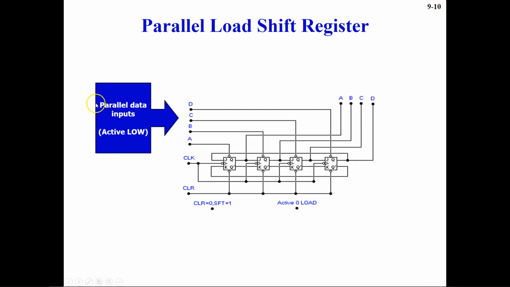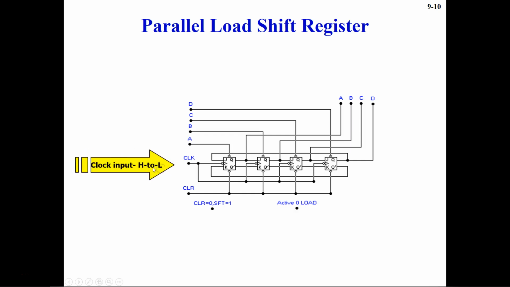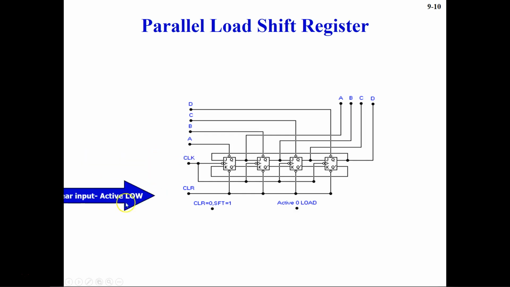So the parallel data input, which is active low, is sent through these presets. When these are sent through here, then what will happen? The next thing we have to watch is the clock. In this case, the clock is going from high to low. And then we have the clear input, active low. So you will send the data input through these.